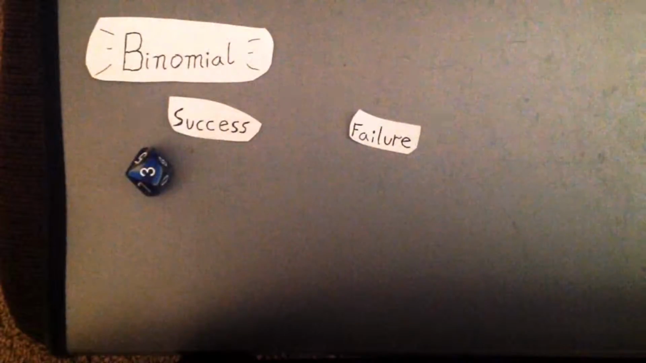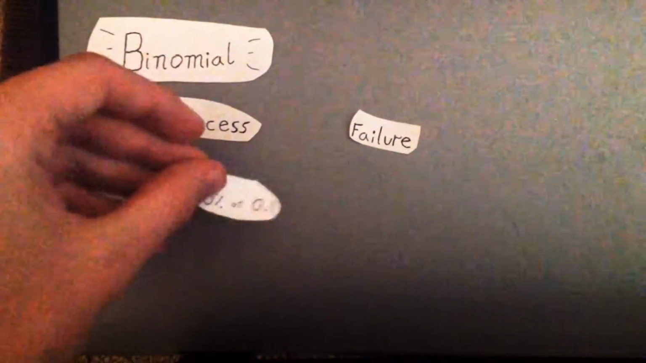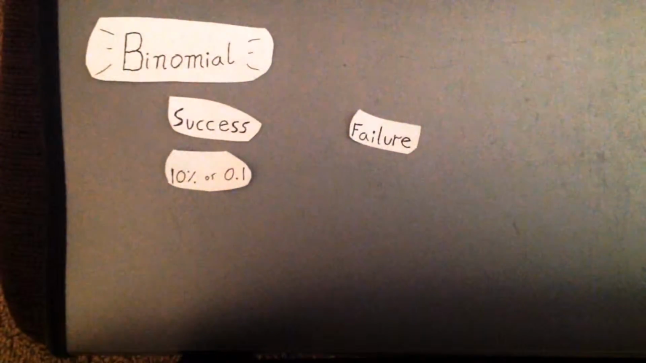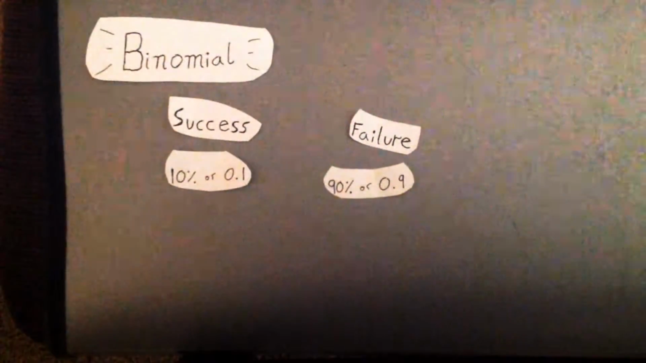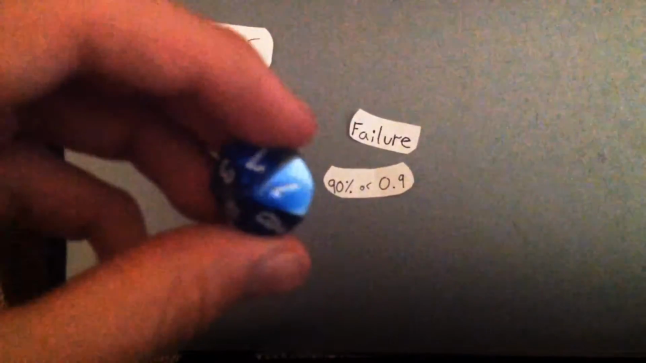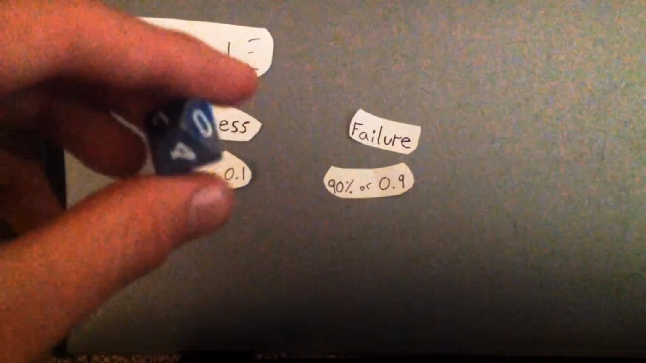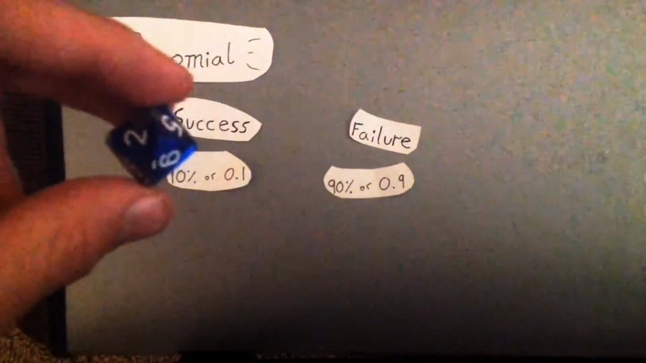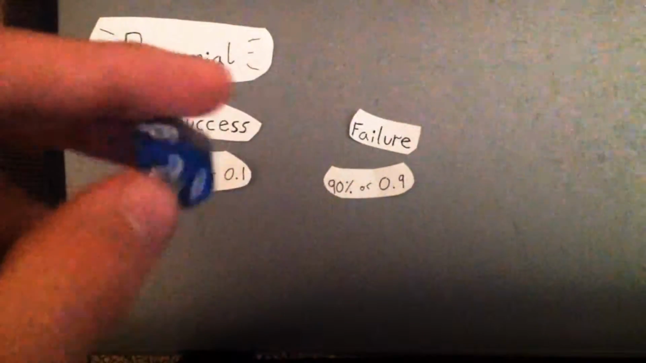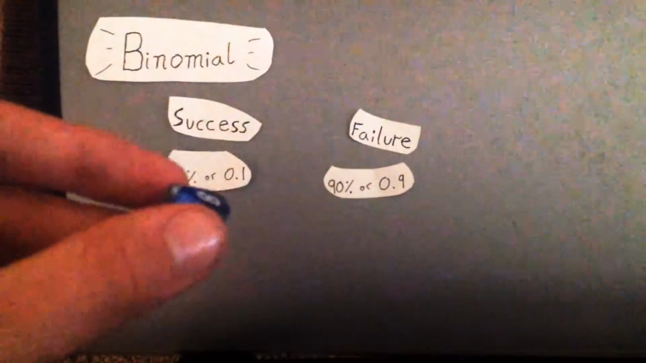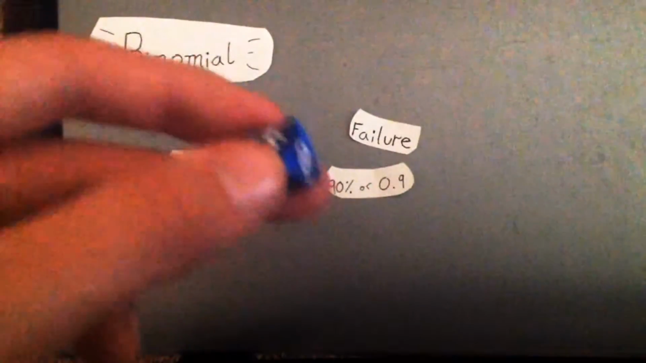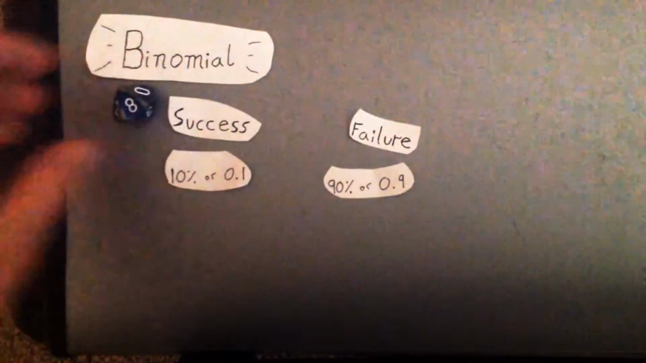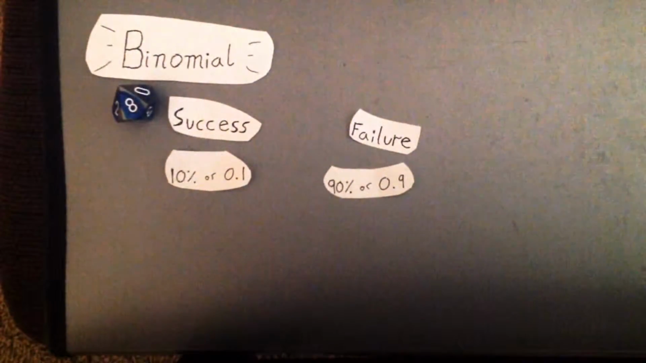With this die, the chance of success is 10%, just like the last time. The chance of failure is 90%. This is because there's only 1 zero on this die, which means there's a 1 in 10 chance, 10%, of being successful. But there are 9 sides where I'm not getting a 0, which makes it a failure, which is 90%, 9 out of 10.